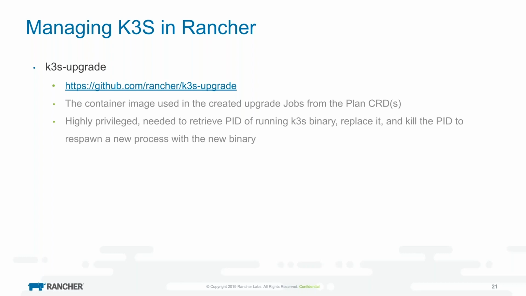create a job. In that job, there are two containers: one is just a plain kubectl image, which calls kubectl to drain the node, and then the second one is the K3s upgrade image, which will then make sure that there will be a new binary placed on the host, and then the supervisor process will be killed so that the supervisor creates a new process. If you go into this repo, you'll find all the scripts, like how that works.